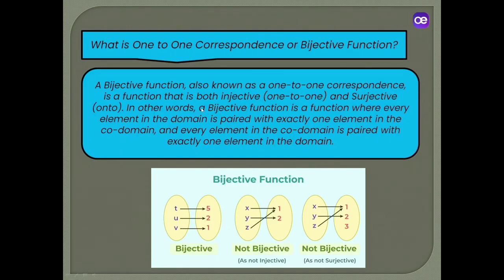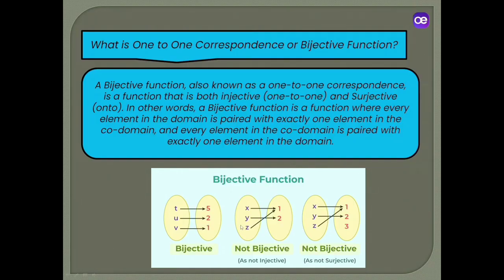If we notice this statement, a bijective function is a function where every element in the domain is paired with exactly one element in the codomain. Every element in the domain is paired with exactly one element in the codomain, and every element in the codomain is paired with exactly one element in the domain. Every element in the codomain is paired with exactly one element in the domain.